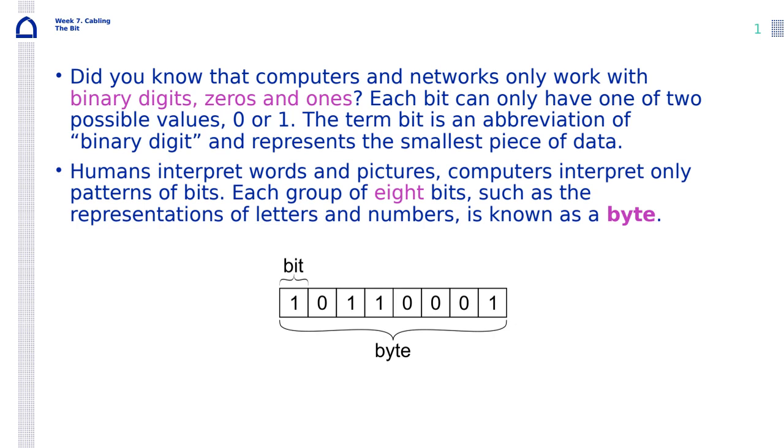We all know that computers recognize or understand binary digits, zeros or ones. And each bit can only have one of two possible values, zero or one. Okay? Each group of 8 bits is called a byte. So here we have 1 bit. Let me open it here. How many bits here? 8 bits, meaning 1 byte.